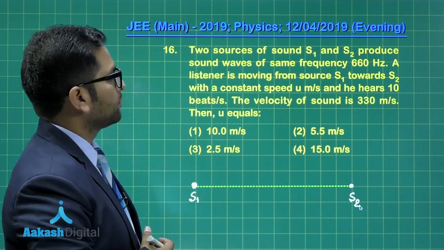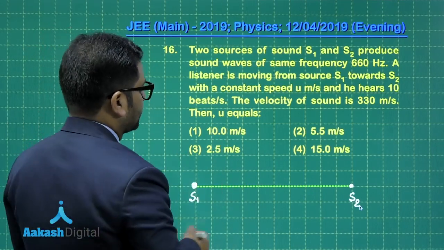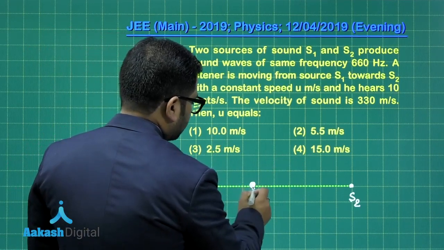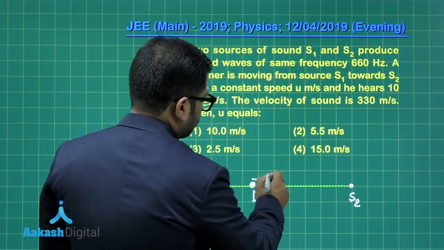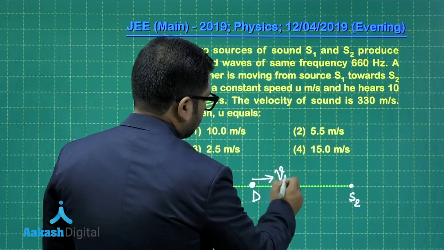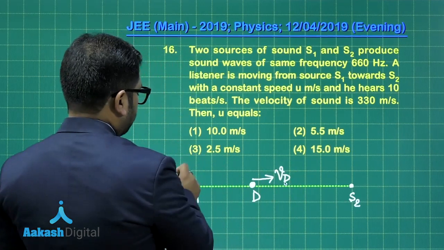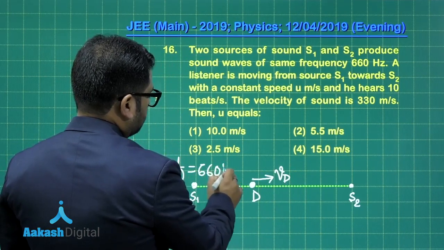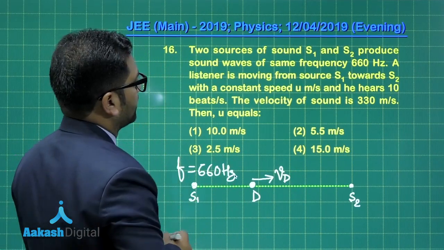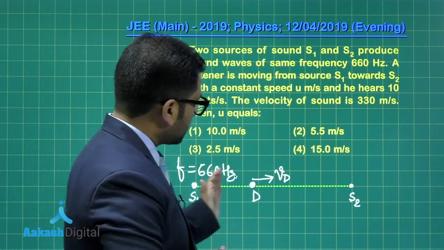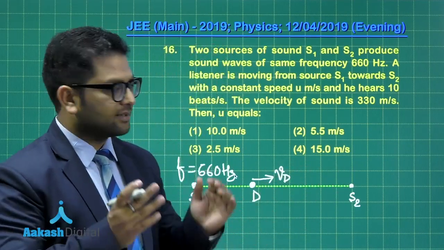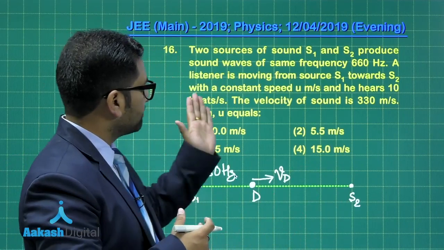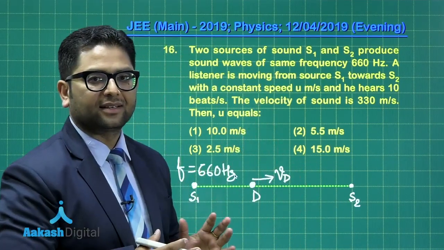A listener is moving from S1 towards S2 with a constant speed. So the listener or detector, whatever you say, let's say the speed of the detector is Vd. And let me even write here, the frequency that's given is 660 Hertz. Both produce the same thing. And in the course of its journey, the detector detects beat of 10 beats per second frequency.